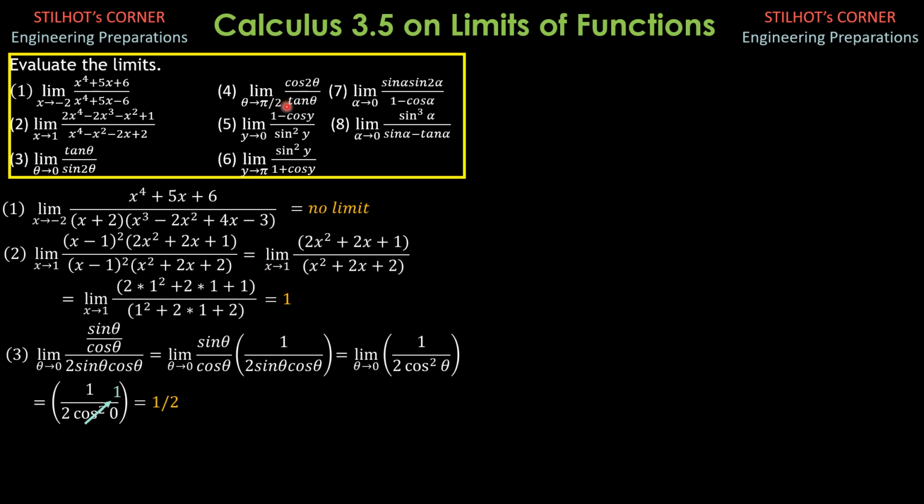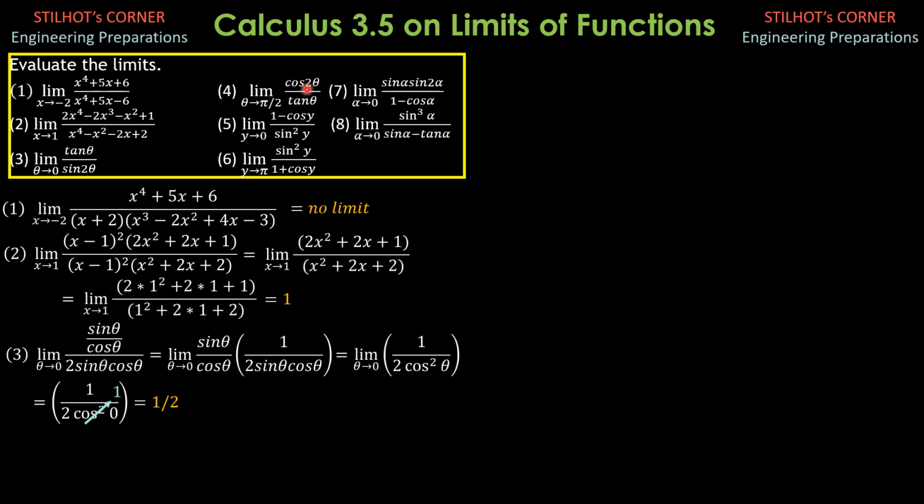For problem 4, as theta approaches pi over 2, tangent of pi over 2 is undefined. It is 1 over 0, almost 0, so it's undefined. The numerator is cosine of 2 times pi over 2, so cosine of pi. As theta approaches pi over 2, the numerator approaches negative 1, but the denominator is indeterminate, so we have to simplify cosine 2 theta, write its equivalent identity, and tangent theta, we make that sine theta over cosine theta.